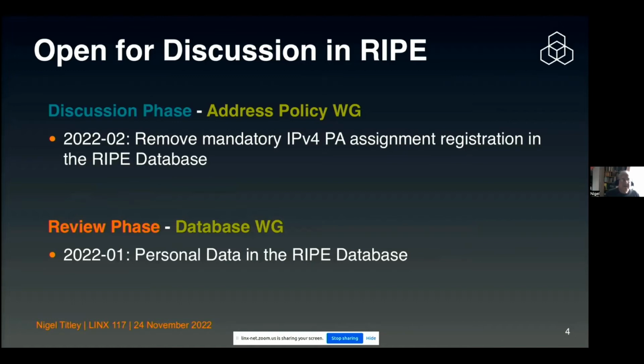The second policy is 2022-01, which is a bit further along the line. It's in the review phase. This is to do with personal data in the RIPE database. Now, personal data is stuff like personal phone numbers, personal addresses, and personal names. And in the early days of the RIPE database, mostly address spaces were registered to personal names.